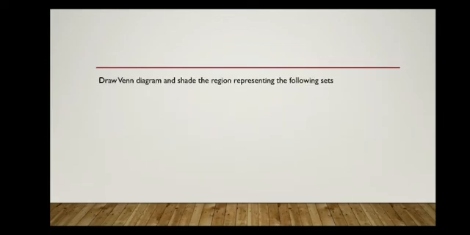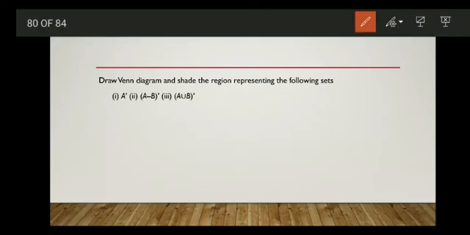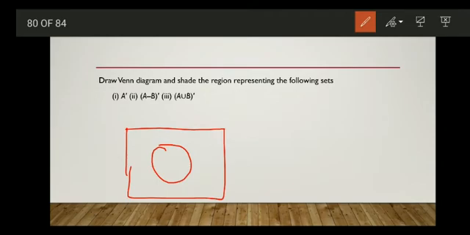Next, draw the Venn diagram and shade the region representing the following sets. We have to draw the Venn diagram for this one: A complement, A difference B the complement, and A union B complement. We know to draw the Venn diagram of A complement. So we have to take set A and the universal set.